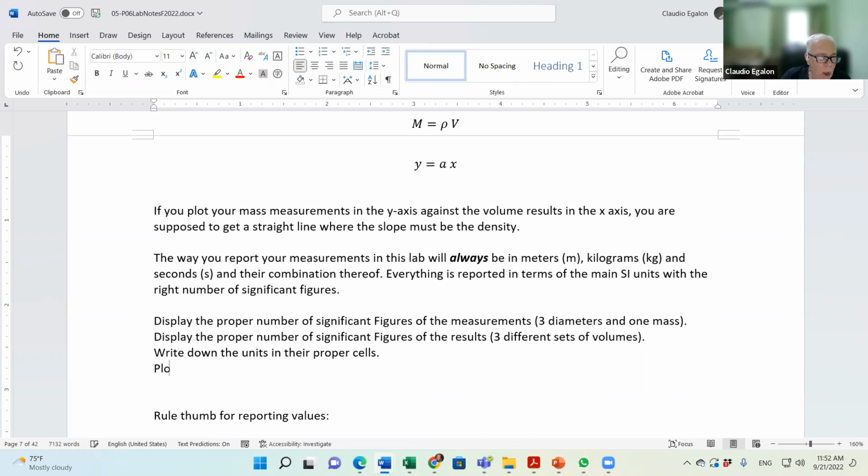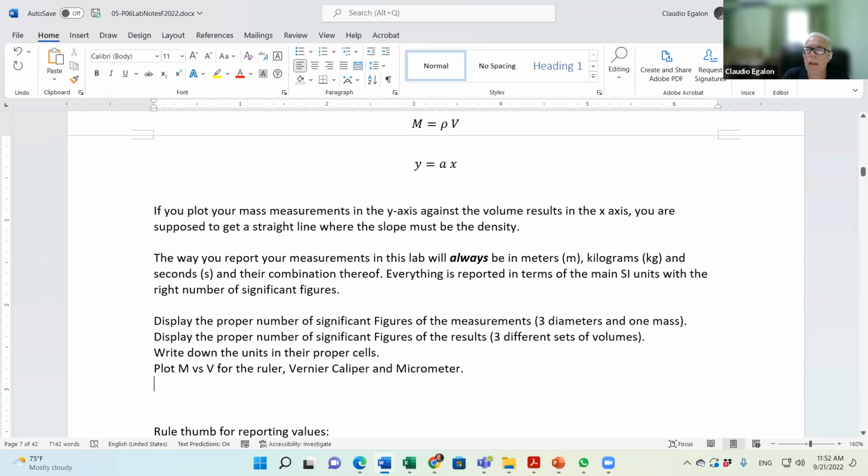Okay. Plot M versus V for the ruler, vernier caliper, and micrometer. Okay. Obtain, display the regression equation and the R² value. Okay.